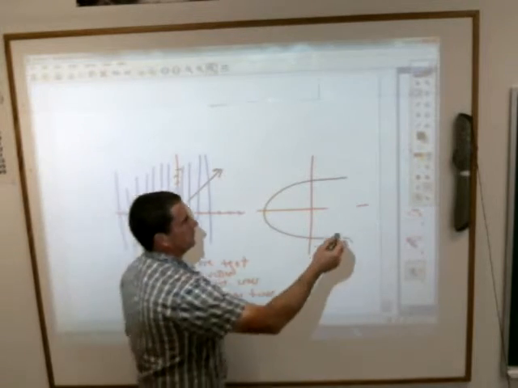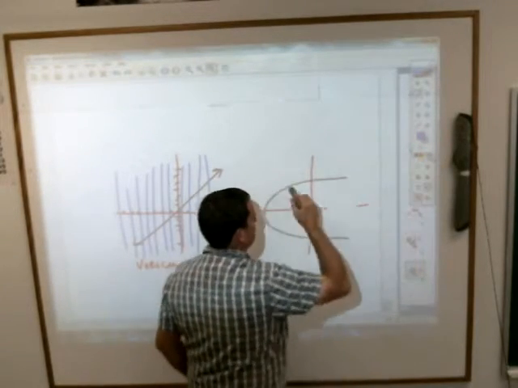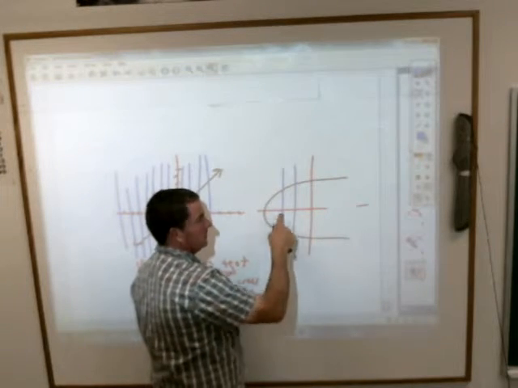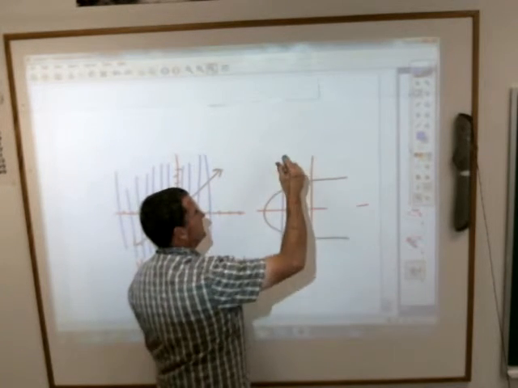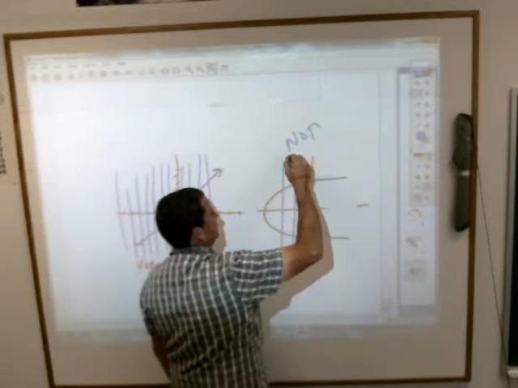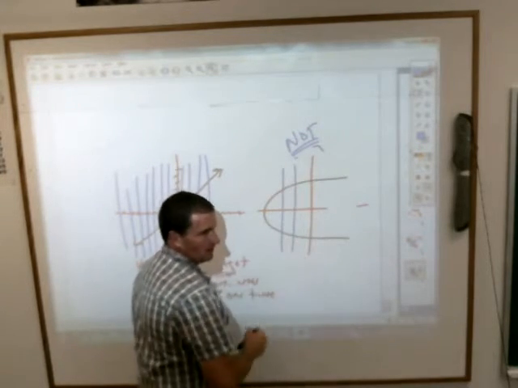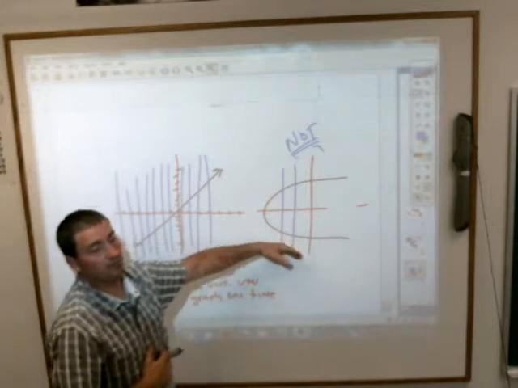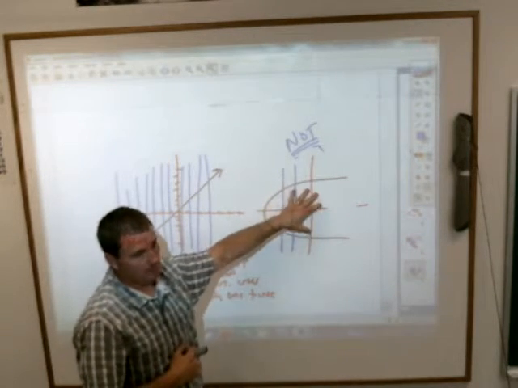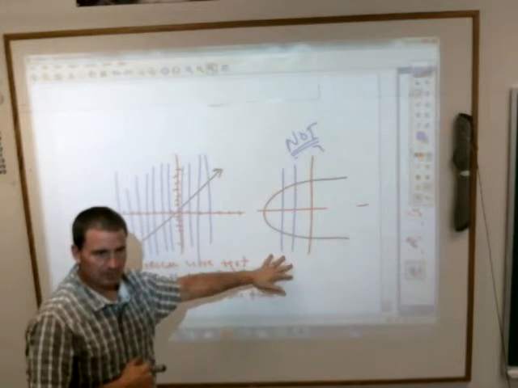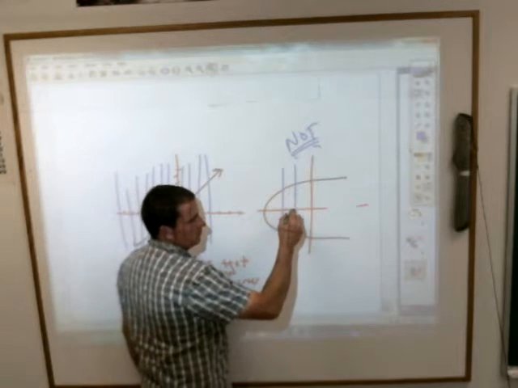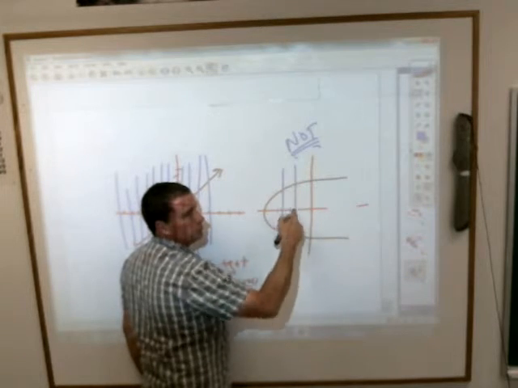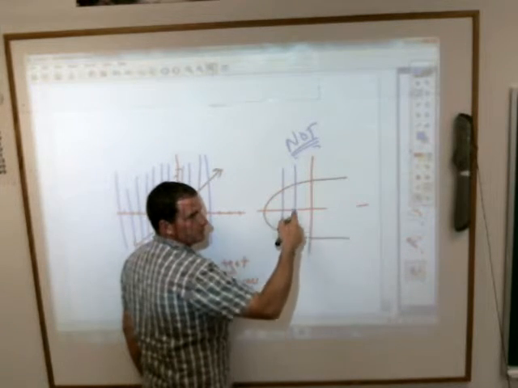See, if I draw vertical lines, all the vertical lines I want, see how that graph crosses more than once? This is not a function because of that. If at any place you can draw a vertical line and it crosses that graph more than once, it is not a function. Why would that be? Because at this point on the x-axis, you have two different y values.